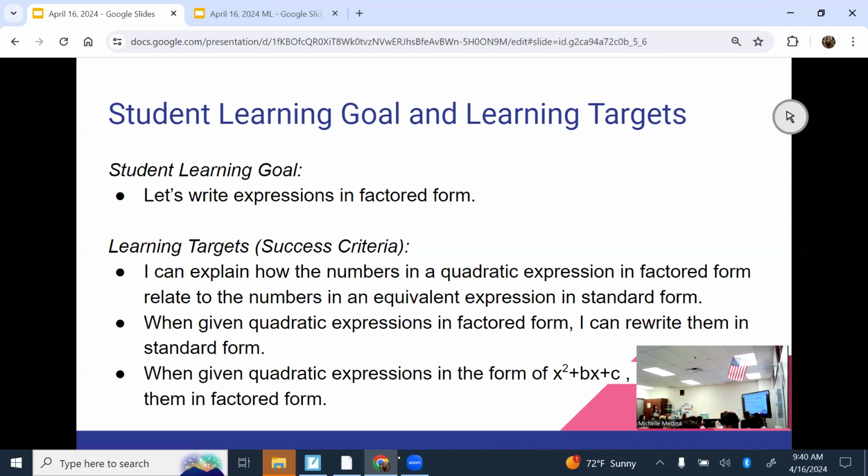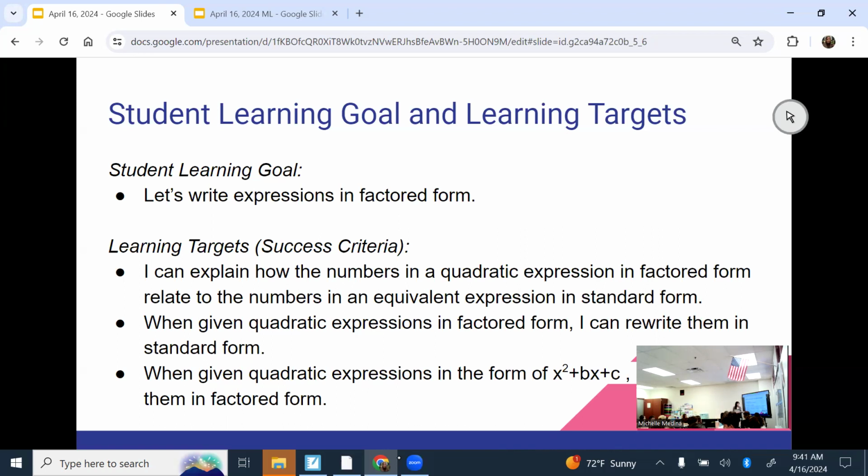It's one of my favorite lessons to teach, although I kind of have to let you problem solve your way through it at first. I'll give you a few ways that you can organize your thought process of the puzzle later. But by the end of the lesson, be able to explain how the numbers in a quadratic expression in factored form relate to the equivalent expression in standard form. Be able to, when you're given them in factored form, rewrite them into standard form.